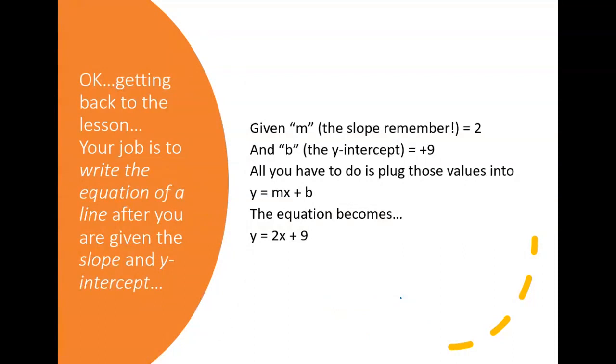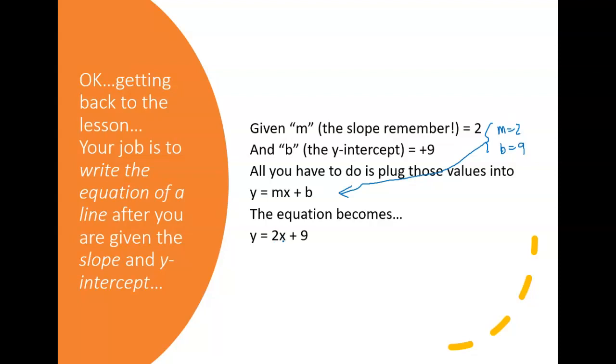Okay, getting back to the lesson. Your job is to write the equation of a line after you are given the slope and y-intercept. The question is asking you to write the equation of a line. So let's say you're given a slope m of 2, and you're given a y-intercept b of 9. I know that my m is 2 and my b is 9. So now I can just sub these values into my equation and find my linear equation.